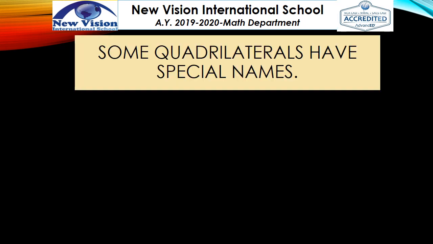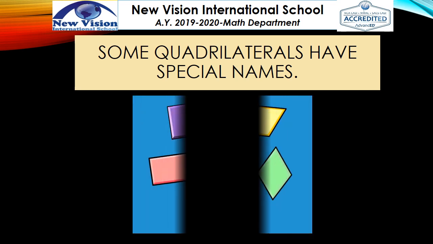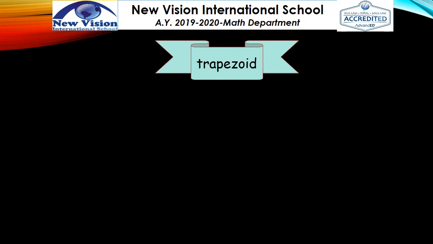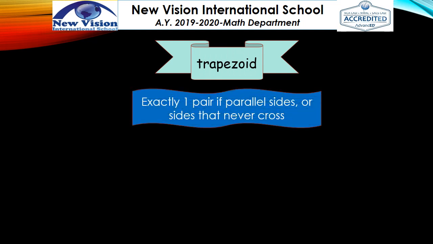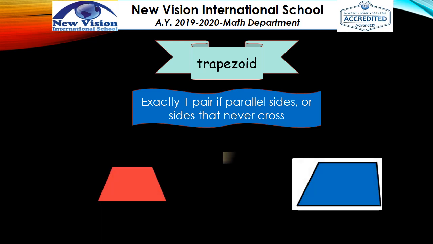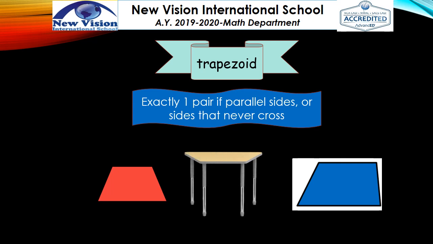Now, some quadrilaterals have special names. Last time we had the following quadrilaterals, the trapezoid. It has exactly 1 pair of parallel sides, or sides that never cross. And this is how a trapezoid looks. The tabletop is an example of a trapezoid.